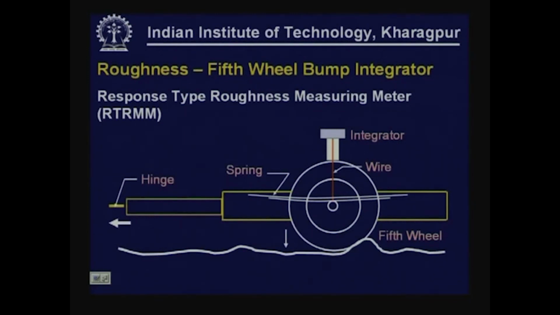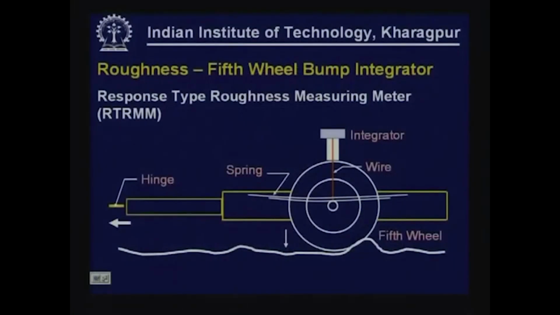type roughness measuring meters are those equipment which measure the response of a given mechanical system to a road having certain profile. So when this response system equipment travels along a given road, the equipment responds to the variations in the surface profile. This response is measured, accumulated over distance and given as an index.